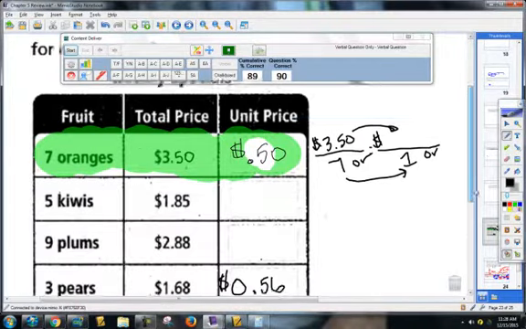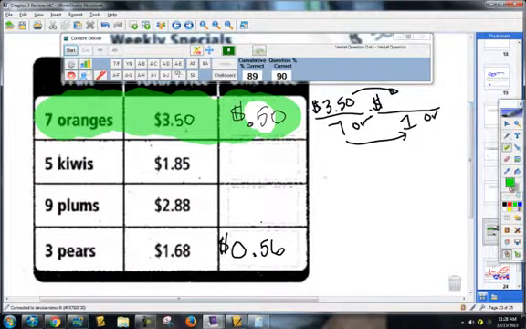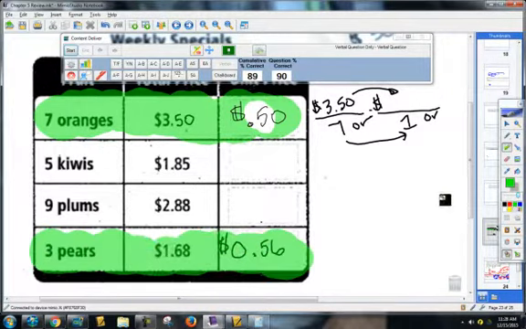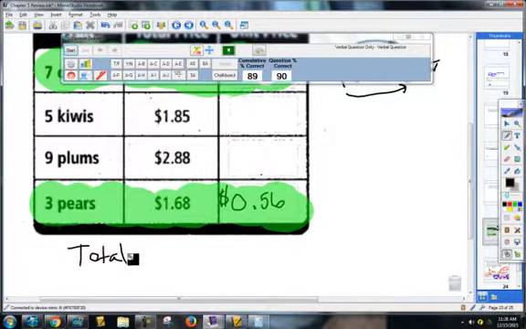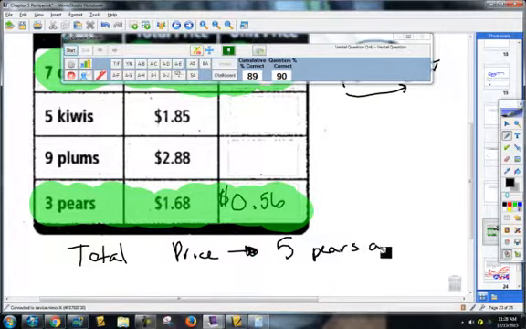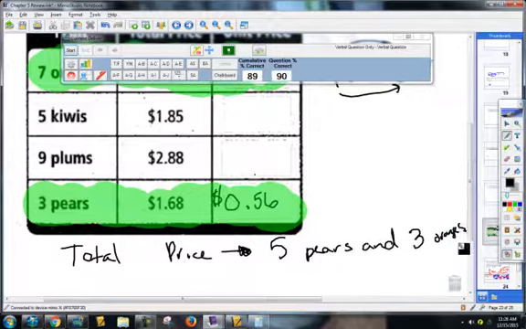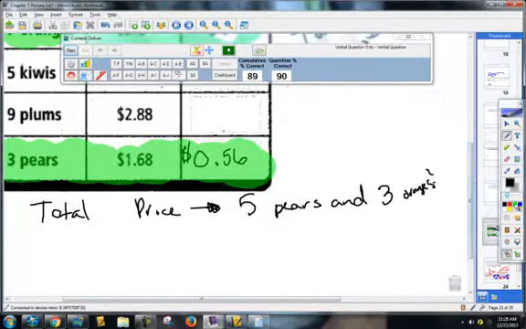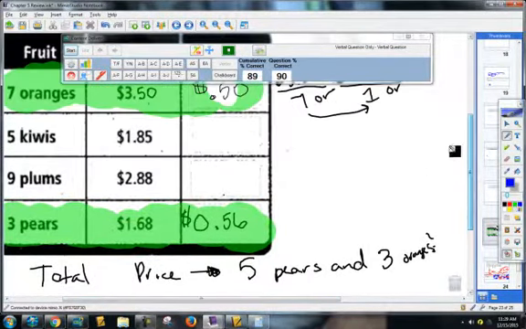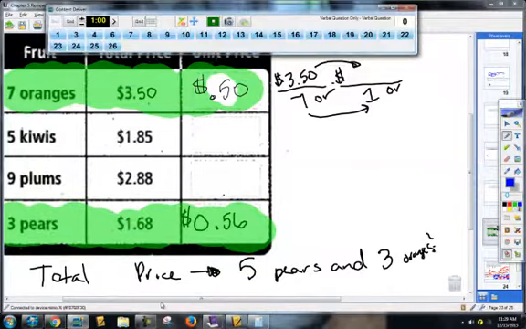Now, I went ahead and gave you the price, well, you guys found the unit price for the oranges. Here's the unit price for oranges, or I'm sorry, pears. I want to know the total price if I wanted to purchase 5 pears and 3 oranges. You don't have to use proportions on this, but that's how I've shown you, so I would. Okay, so I'll get this out of the way. You guys put it in when you get it.